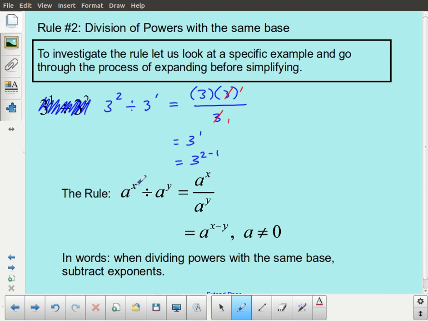So if I have a to the x divided by a to the y, which is the same thing as writing it as a ratio or a fraction, a to the x over a to the y, I keep the base a, and then I subtract the second exponent from the first. We also have a standard restriction here. Because I have a base a in the denominator, that value of a is not allowed to be 0 because that would result in a division by 0.